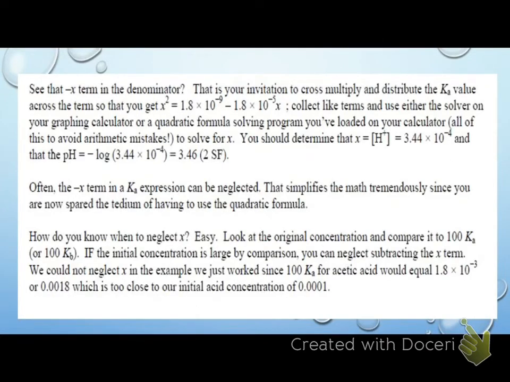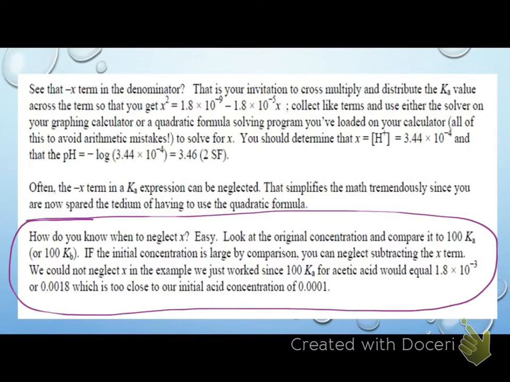Here is the best way to know right here if you can neglect X or not. It has to do with your concentration, and you compare it to 100 times your Ka value. In this case, our Ka value for acetic acid is 1 times 10 to the negative 5. So 100 times that would be this, which is right here. And if we look at our concentration, it's too close to it. So it's not within the less than 5%, so we would have to keep X there. That's a quick way to compare.